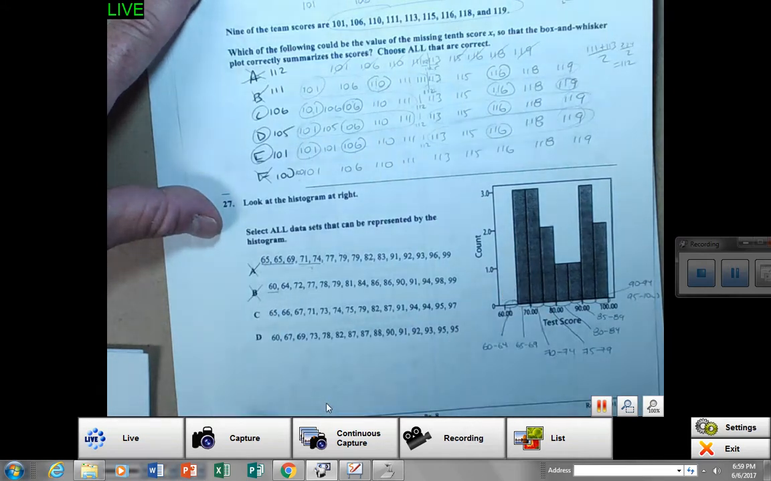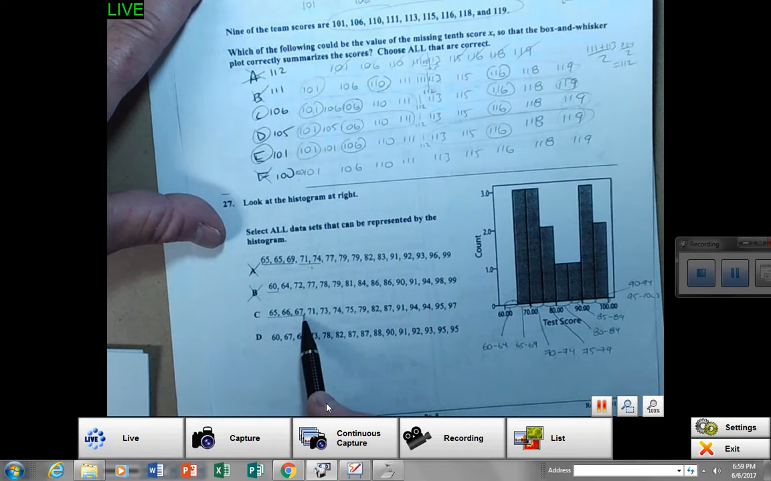Wrong. Next one, C. 65 to 66, 67 in this range, 3 of them. Perfect. 71, 73, 74, 3 numbers in this range. Perfect. 75, 79, 2 numbers in this range. Perfect. 82, that looks like there's only 1 number in that range, 80 to 84. Yep. 87, looks like from 85, yep, 1 number in that range.